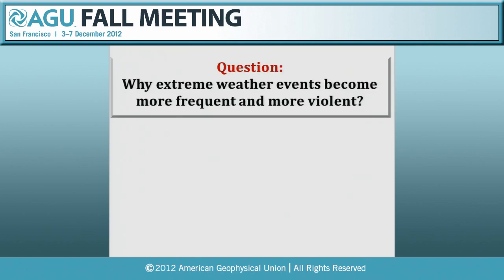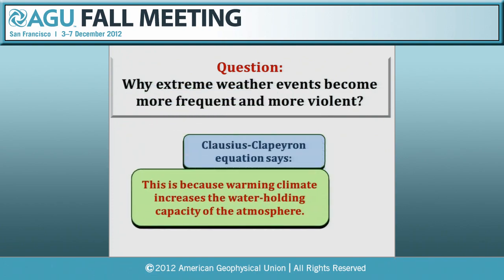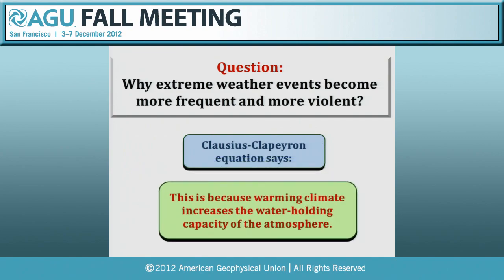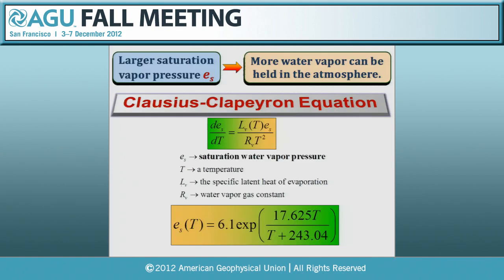So the question is why extreme weather events become more frequent and more violent. The theory tells us this is because a warming climate increases the water holding capacity of the atmosphere. The water holding capacity is measured by saturation vapor pressure. The saturation vapor pressure is predicted by the Clausius-Clapeyron equation.